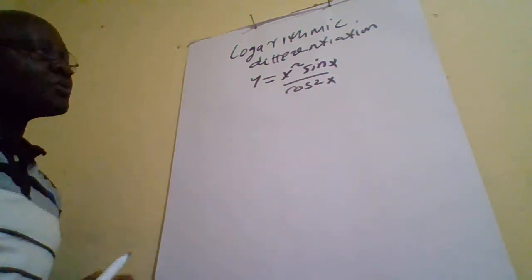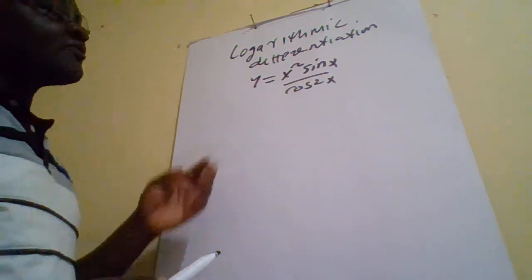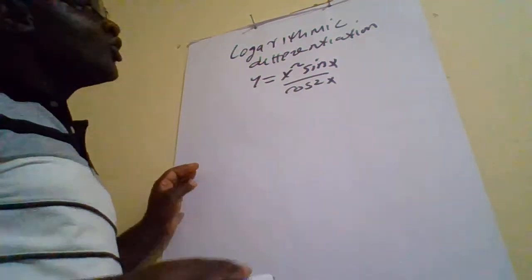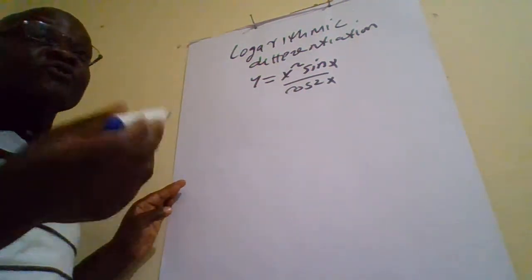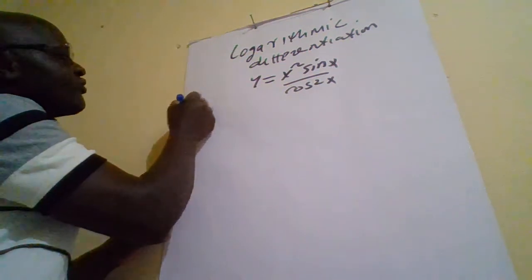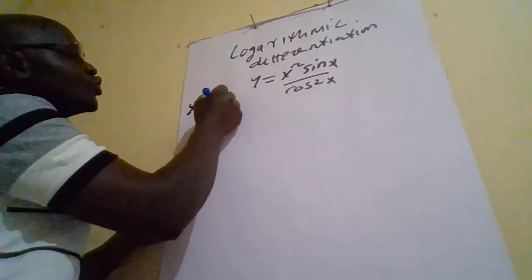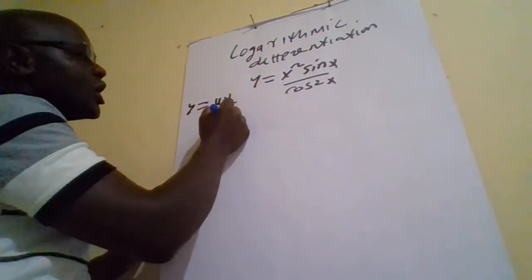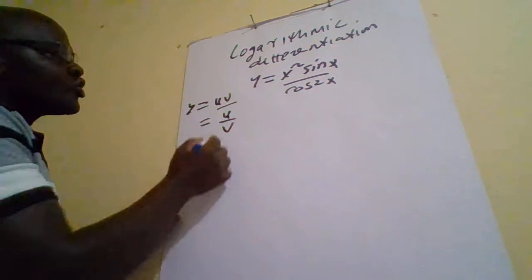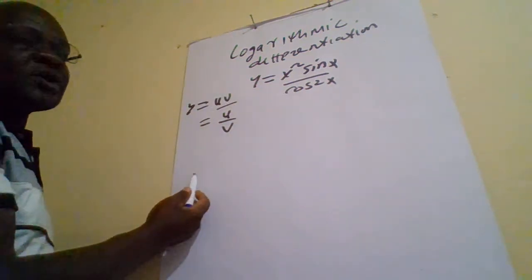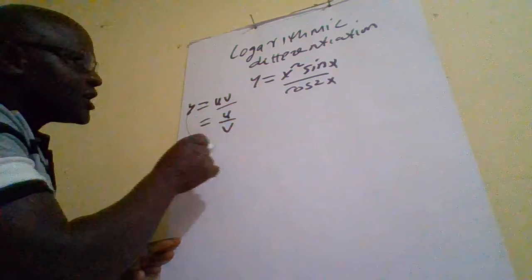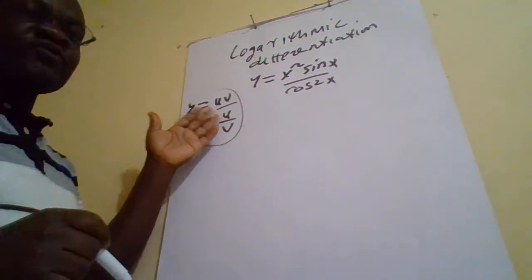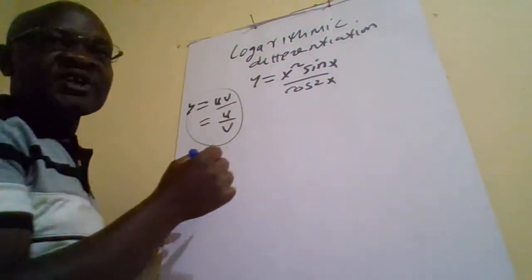Now, the methods we've been using to differentiate functions, for example the product rule, quotient rule, and chain rule, have been dealing with two variables. For example, if y equals uv, these are two variables only, or if y equals u over v. So we've been using the product rule, quotient rule, and chain rule to get the derivative when we have two variables. But here you can see we have three variables.